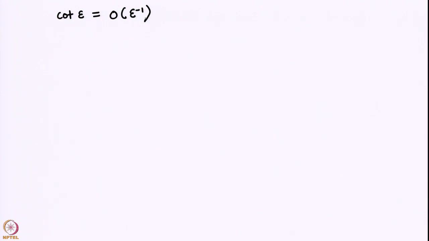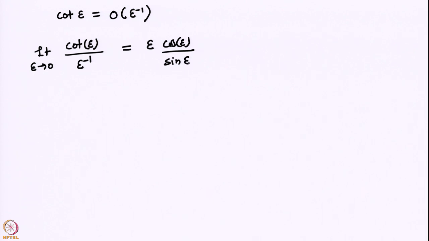So now how do we check this? So let us take the ratio cot epsilon by epsilon to the power minus 1, and we are interested in this limit. So I can bring epsilon to the numerator, write cot as cos epsilon by sine epsilon. Now for sufficiently small epsilon, the first term in the Taylor series approximation of cos epsilon is just 1. The first term in the Taylor series approximation of sine is just epsilon. So this is 1. So this is also correct. You can plot this function epsilon cot epsilon, and you will see that it starts at 1.